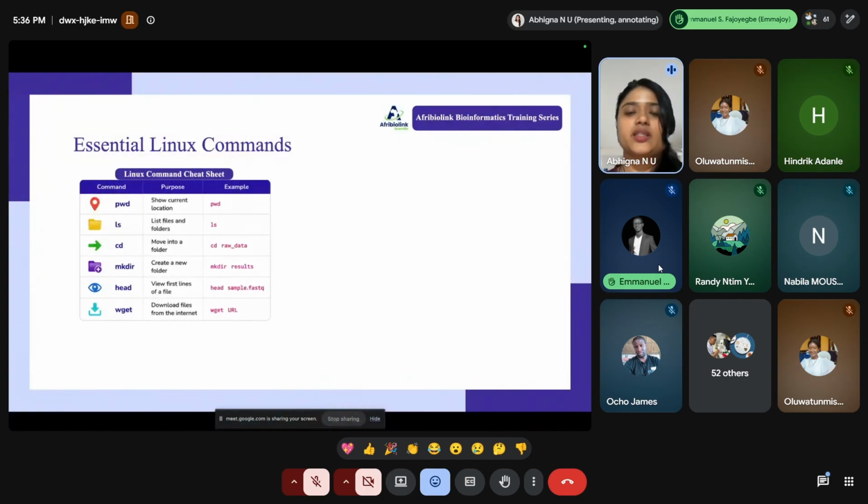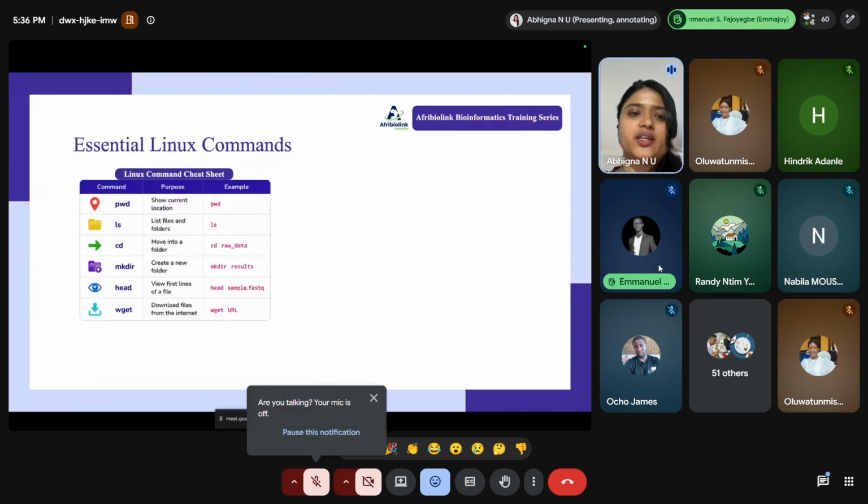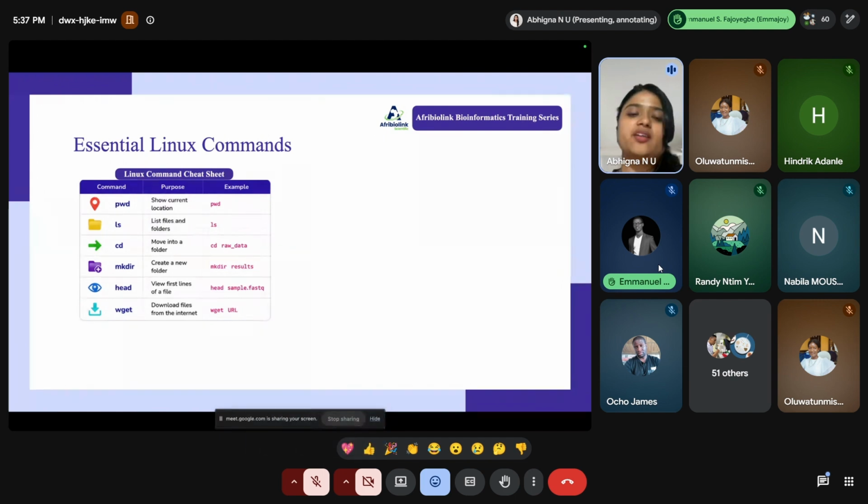So some essential Linux commands include pwd, which shows the present working directory, and ls, which lists the files in the folder. cd is change directory, used to move into a folder. mkdir is the short form for make directory, it creates a new folder. head, for example head sample.fastq, takes the first lines of sample FASTQ, and wget is the command to download files from the internet.